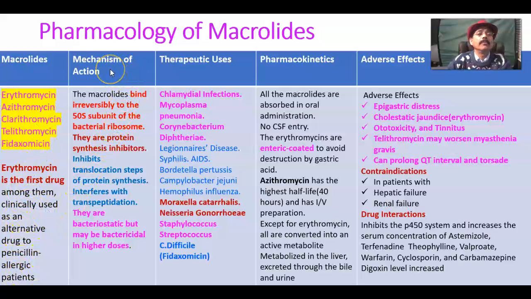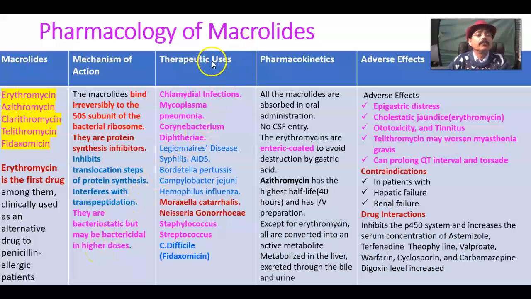Mechanism of action of the macrolides. The macrolides bind irreversibly to the 50S subunit of the bacterial ribosome, and that's why they are protein synthesis inhibitors. They inhibit the translocation step of protein synthesis and interfere with transpeptidation. They are bacteriostatic but may be bactericidal in higher doses.